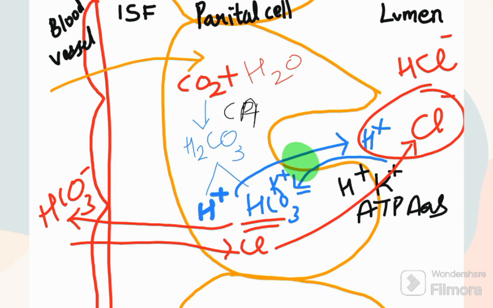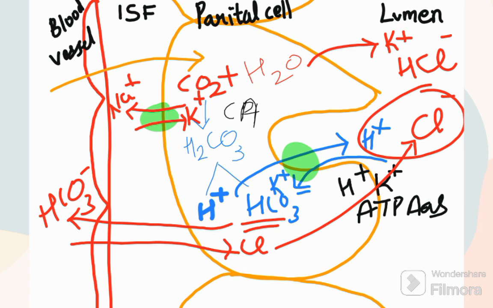Now another exchange happens here, that is the Na plus K plus ATPase, active transport. So here one Na plus is sent out and one K plus is sent in, so that there will be enough K plus, so that all this K plus goes out of the cell again by facilitated diffusion. Now the HCl is produced out of the cell.